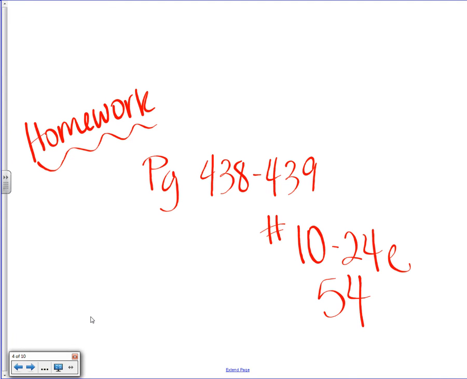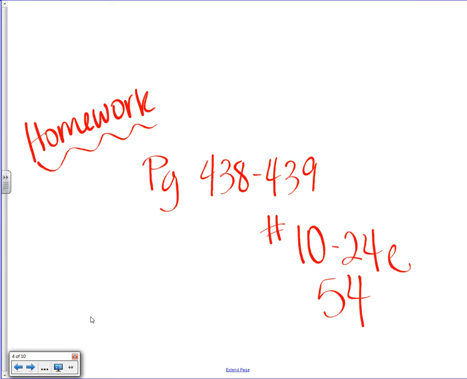Before we get started today, I want to read off your homework answers that you should have completed for yesterday. So I'm on page 438 to 439. This will be numbers 10 to 24 even and 54. So I would circle the ones that you might not have gotten correct. That way we can go over them tomorrow.